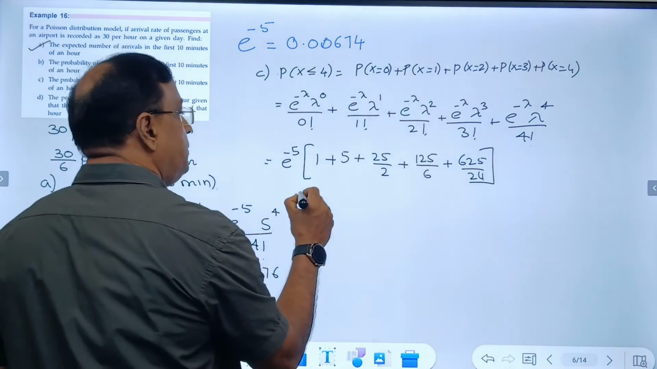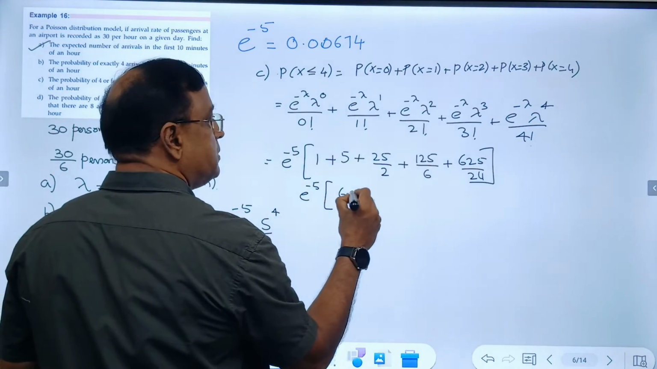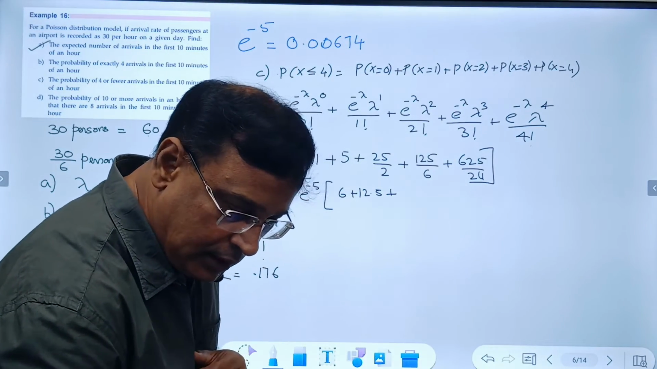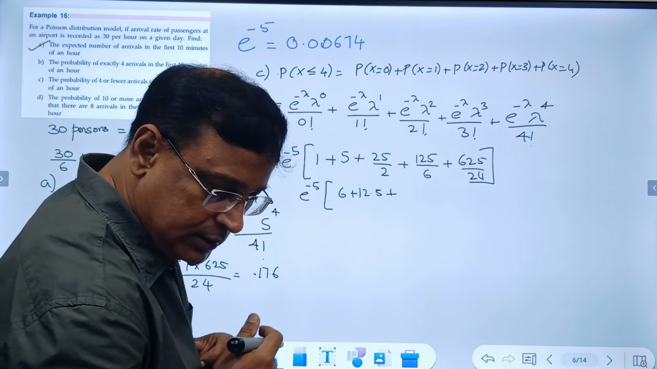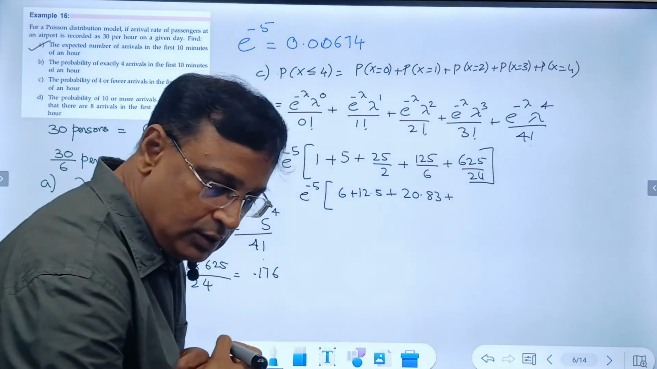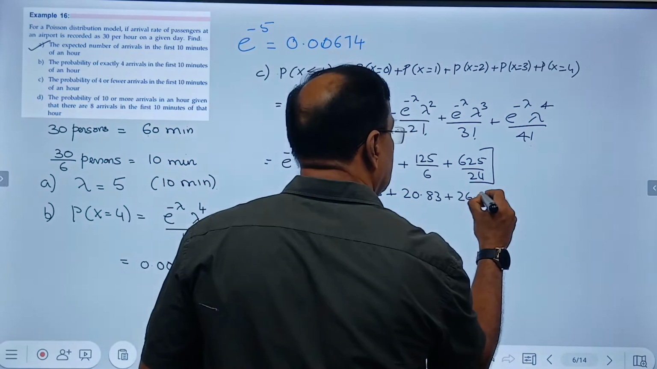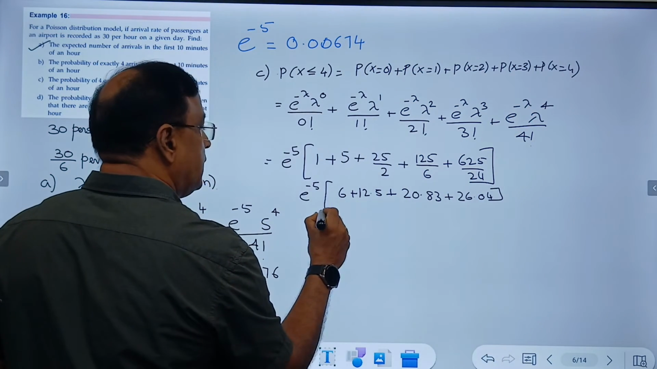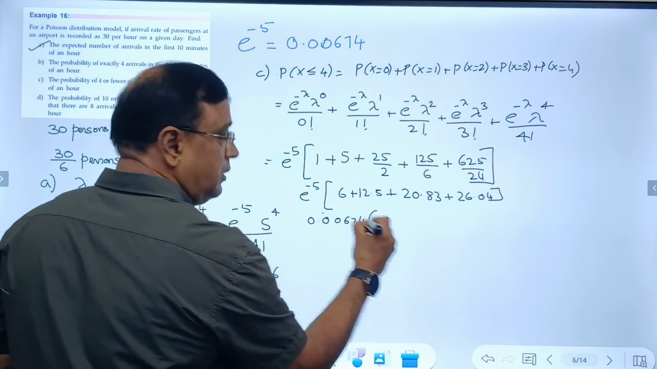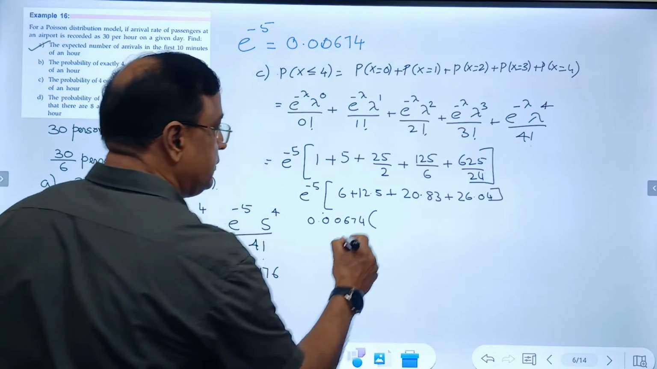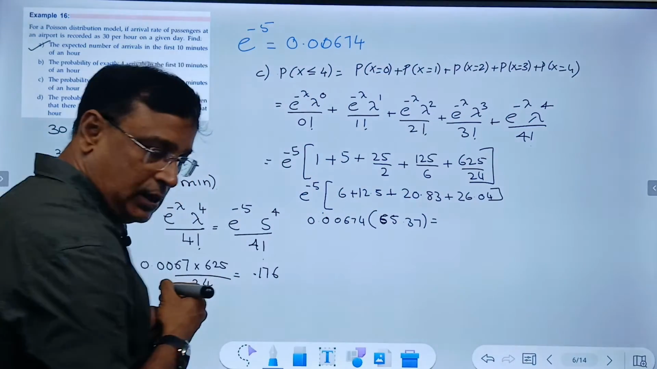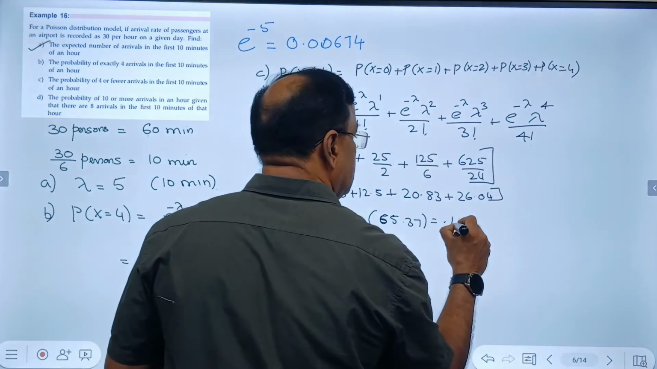So which is e power minus 5 into 6 plus 12.5 plus 125 divided by 6 will be 20.83, and this will be 26.04. So when I calculate this, I get e power minus 5. E power minus 5 is what? 0.00674 into 65.37, which happens to be 0.44.